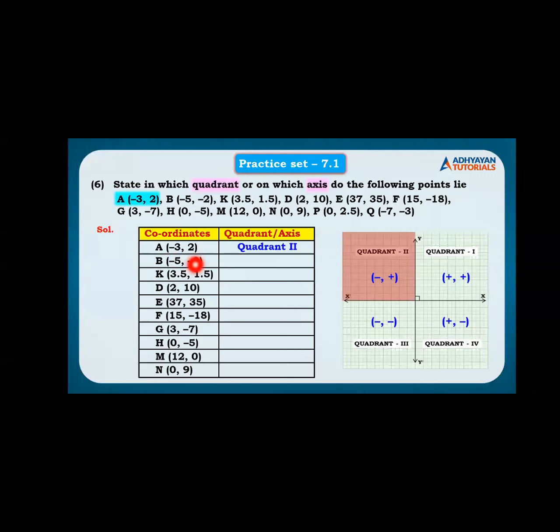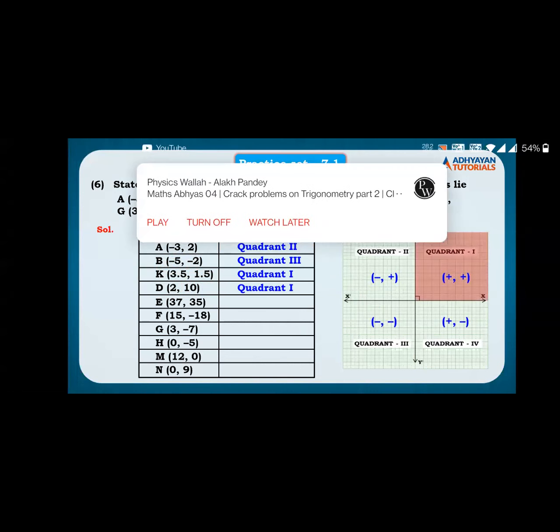Next, negative negative, it has to be third quadrant, right? And then 3.5 comma 1.5. Now don't get confused by seeing the decimal, just look at the signs. What is the sign of both? Positive positive, and hence first quadrant. Again 2 comma 10 is first quadrant. 37 comma 35 first quadrant, right?